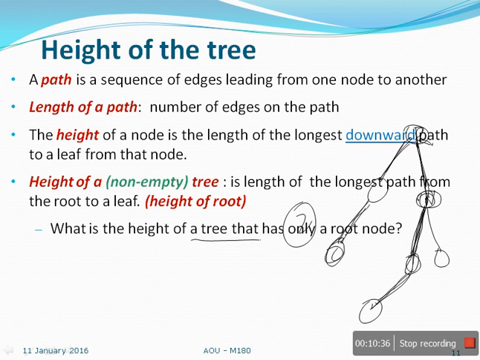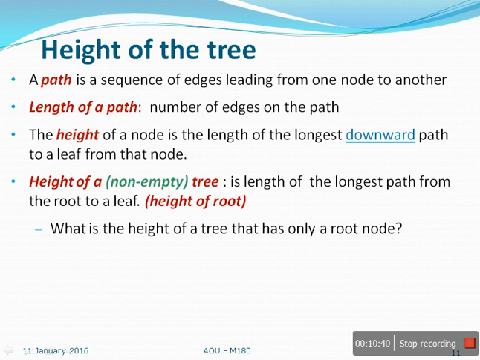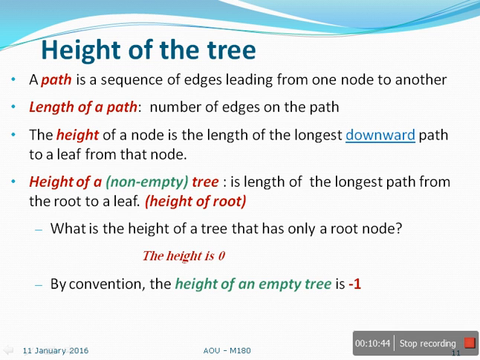Now what is the height of a tree that has only a root node? The height of a tree with only a root node is 0. And by convention, the height of an empty tree is -1, because there is no node.